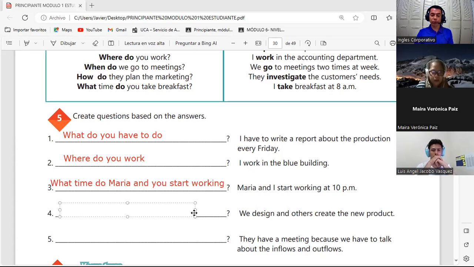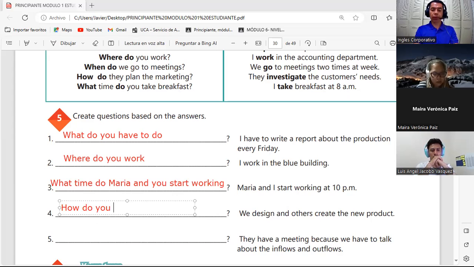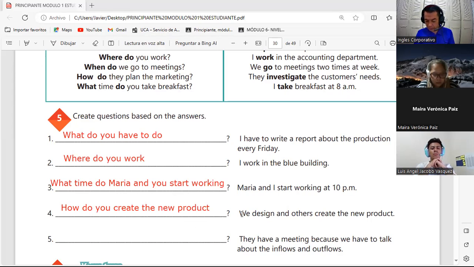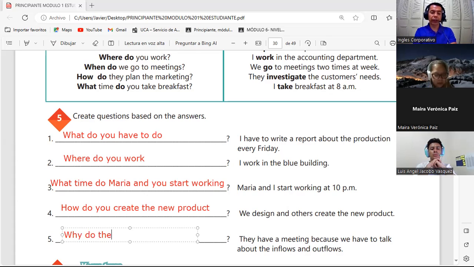And the next one refers to the method, to the manner, to the form, right? La forma, la manera de hacer algo, right? How do you create the new product, right? How do you create the new product? And the answer is, we design and others create the new product. Next one. They have the meeting because we have to talk about the inflows and outflows, right? So the question is, why do they have a meeting? Okay. Very good.